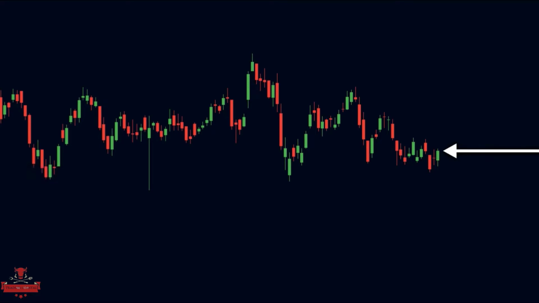So we buy here and keep our stop loss below the low of the candlestick pattern. We can place our targets at 2:1 risk to reward ratio. And as you can see, we generated profits in this trade.